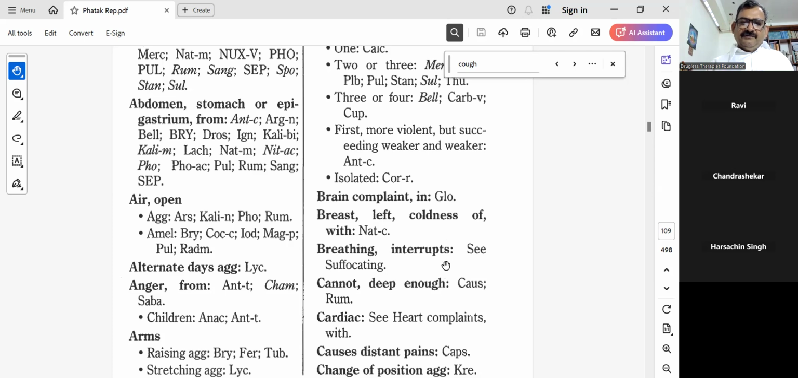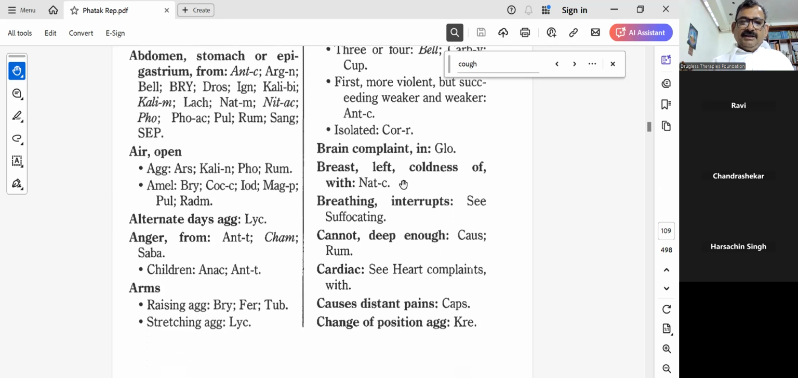Cannot cough deep enough, this fantastic thing, when does it happen? Breathing, okay, this is over. Breathing interrupts, you see, suffocating. Like that they will write, you can see the suffocating cough. That time, no coughing, now people will get breathless. See, it happens in some children, so our parents will become very panicked. Okay, such a thing. And see, cannot cough deep enough. This is a fantastic remedy because mostly it is happening in old age, and they can't even cough.